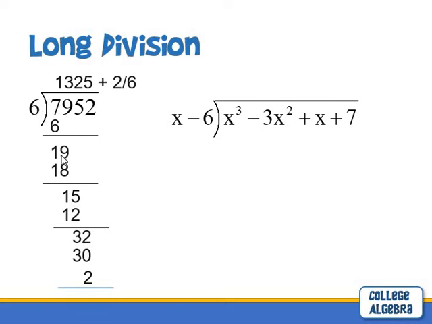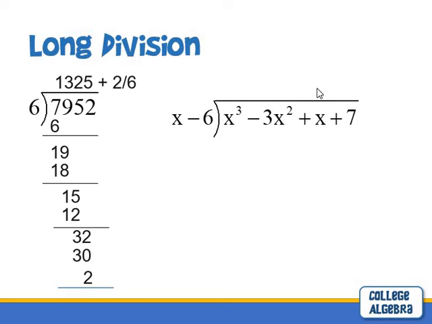So we divide 6 into 19. Well, it'll go 3 times and give me 18. 3 times 6 is 18. Subtract, we have 1 left over. Drop down the 5 so that we can keep going. And you repeat that process until you get to the bottom where you have a 2, and 6 won't divide into 2. We've made it to the remainder. And we can write that 7,952 is equal to 1,325 plus my remainder over the divisor.